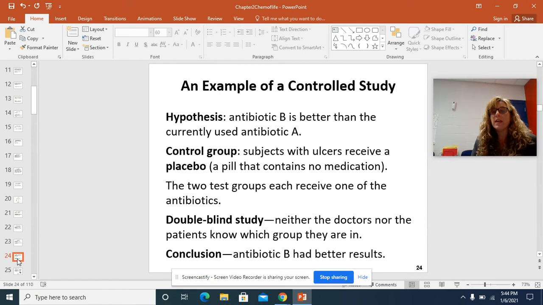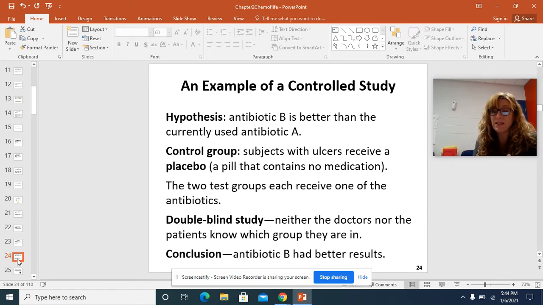So if we're talking about an example of a controlled study, your hypothesis would be that antibiotic B is better than antibiotic A. So you're going to test this. Your control group is a subject with ulcers, and they receive the placebo. A placebo is just a sugar pill. It doesn't have any medication in it. And then the two test groups each receive one of the antibiotics.